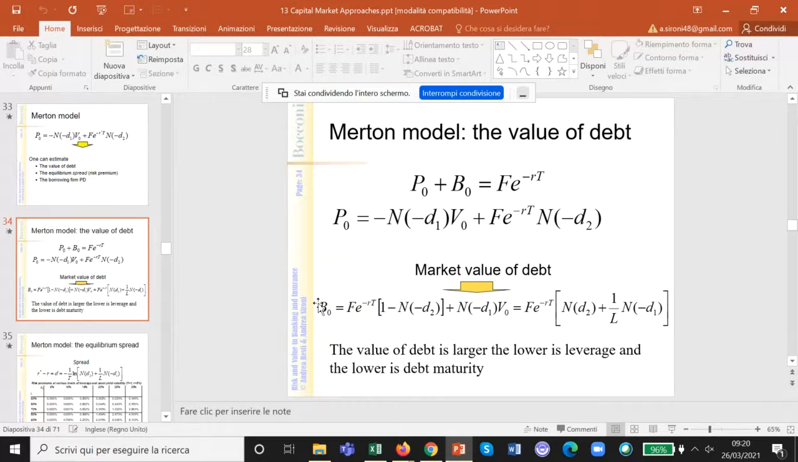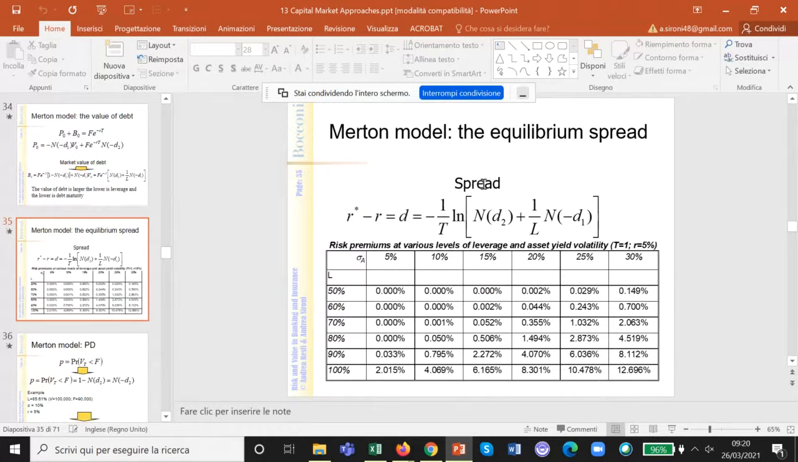But not only can we compute the market value of debt, we can also compute the equilibrium spread using this model. Here it is computed for different levels of leverage and different values of the volatility of the company's assets. So, for different values of financial risk and business risk. As you can see, this spread is an increasing function of asset volatility and an increasing function of leverage.